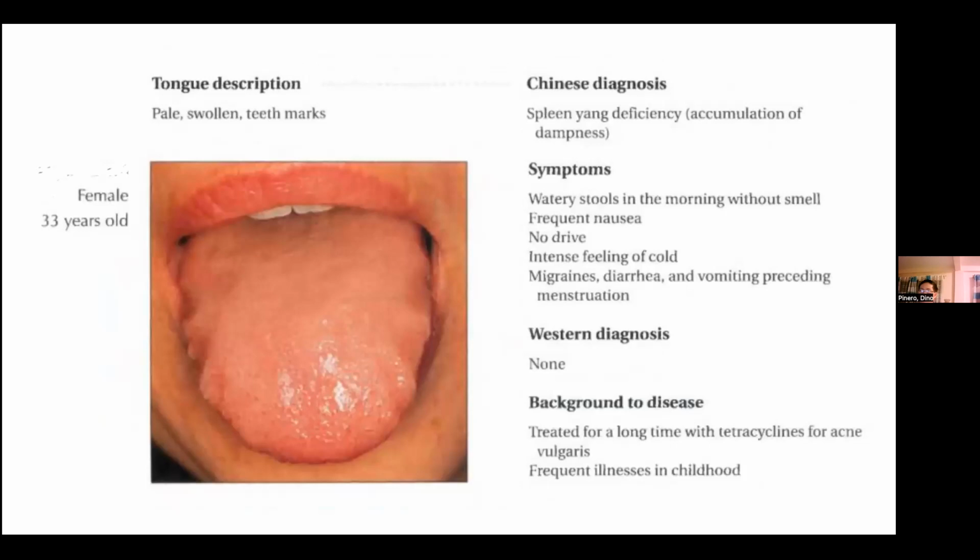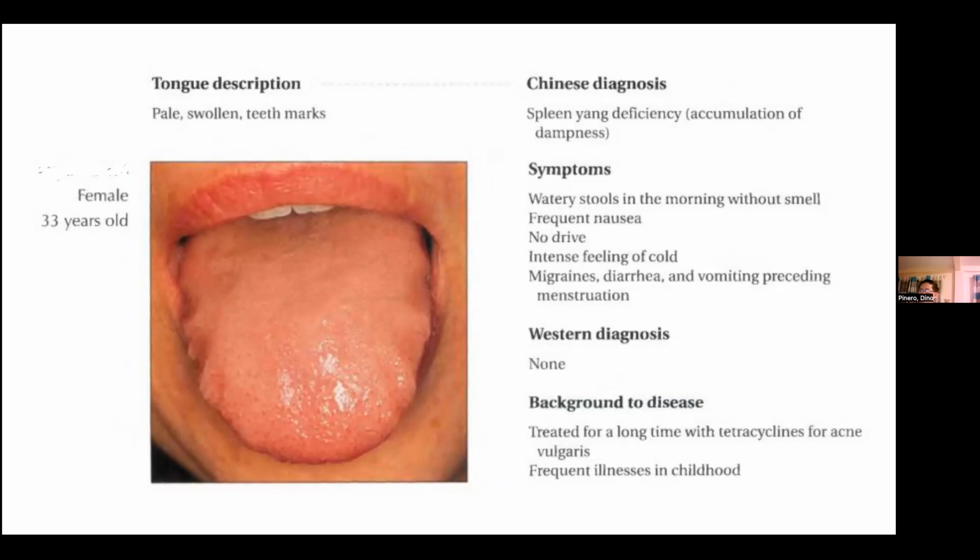So next patient, we have a female, 33 years old. Yung tongue ng patient is pale, swollen with teeth marks. This indicates that there is a spleen yang deficiency, which is accumulation of dampness. The patient symptoms: watery stool in the morning without smell. There is frequent nausea. There is no drive. There is intense feeling of cold.